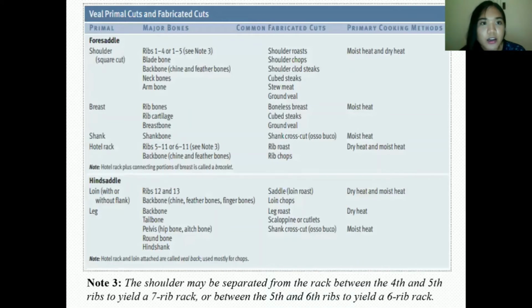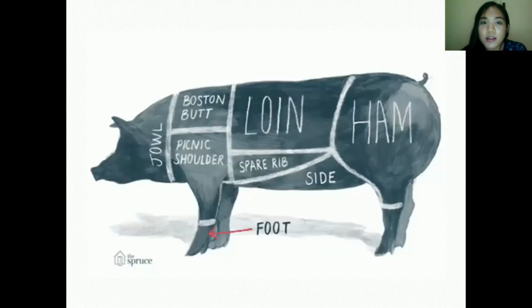Under the veal cuts, the shoulder may be separated from the rack between the fourth and fifth ribs to yield a 7-rib rack, or between the fifth and sixth ribs to yield a 6-rib rack. Under the veal cuts, you can have the shoulder, the breast, the shank, the hotel rack, the loin, and the leg, where you can see the major bones, the common fabricated cuts, and the primary cooking method, which consists of the moist heat and dry heat method as well.